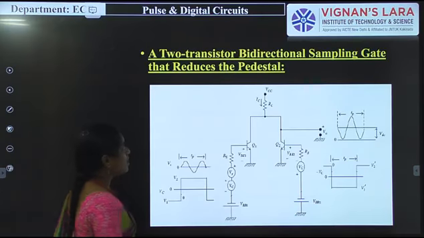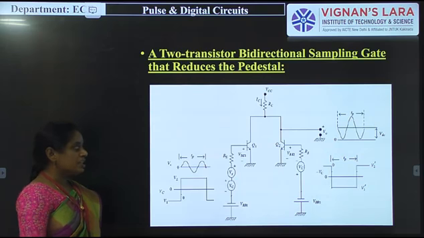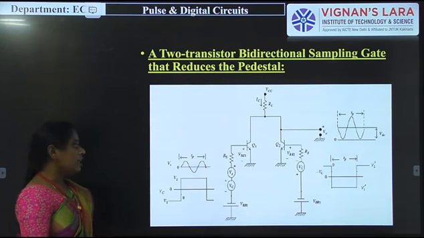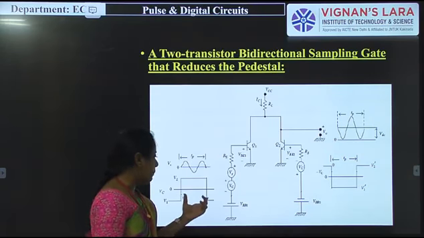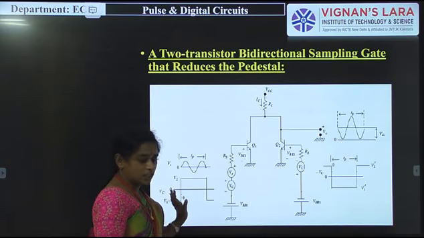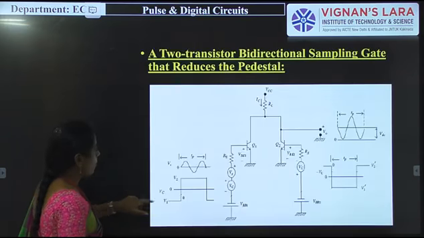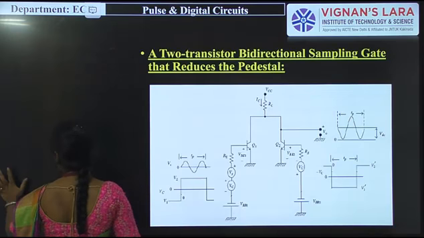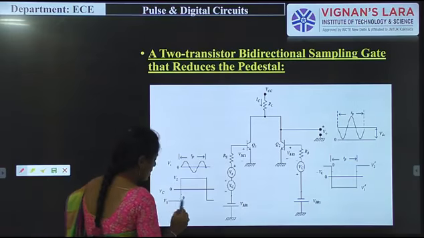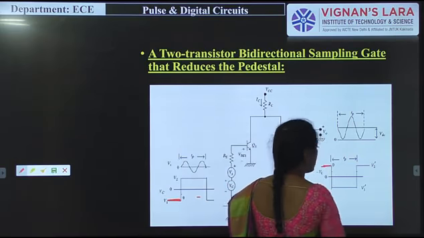And a two transistor bidirectional sampling gate can reduce the pedestal. How does this sampling gate reduce the pedestal? Simply, this circuit can be modified like this. Here I am using two control signals. At the first condition I am applying a positive signal to one, and compared to this one the other starts with the negative direction. So one of them starts with the negative direction, and obviously the other one starts with the positive direction.